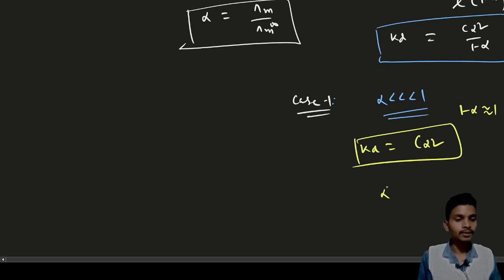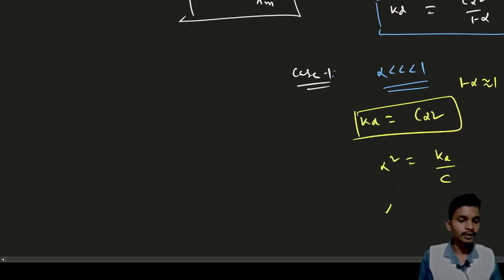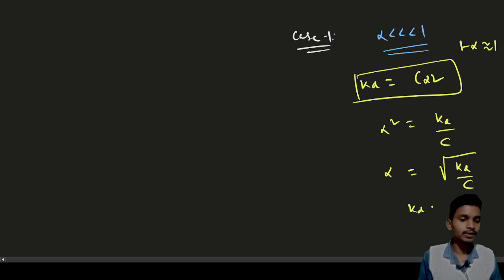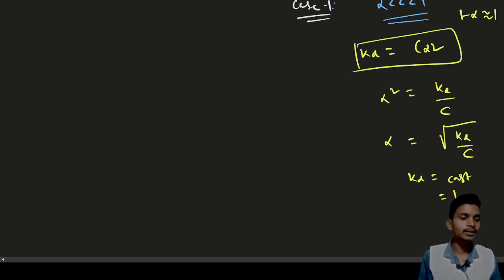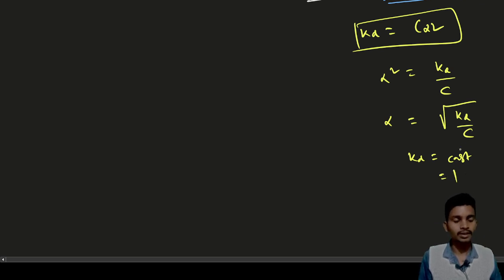So alpha square equals Kd upon C, and alpha is equal to the root of Kd upon C. Since Kd is a constant, the equilibrium or dissociation constant, any constant value, we can assume it as 1. So alpha is proportional to 1 by root over C.